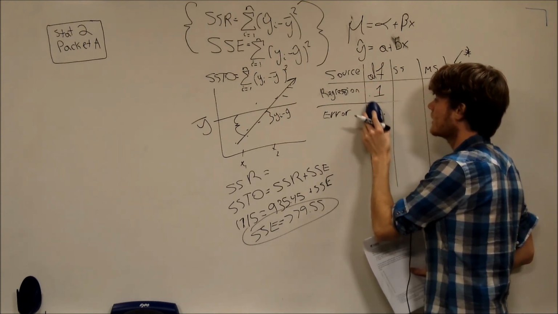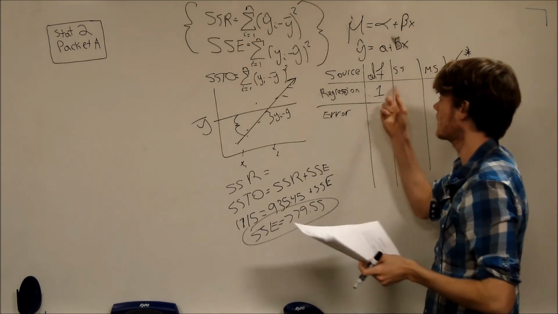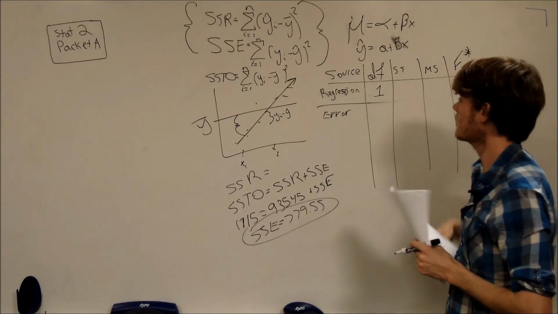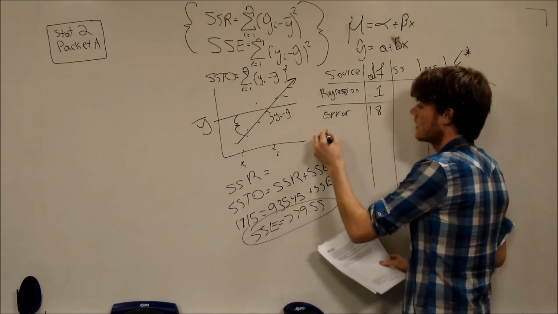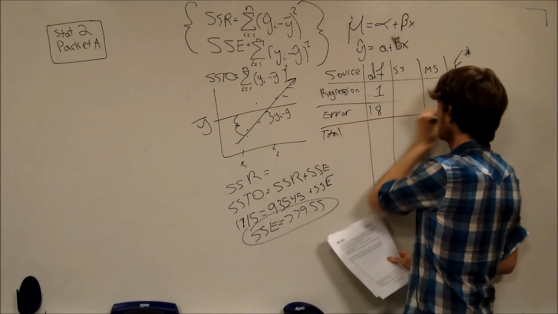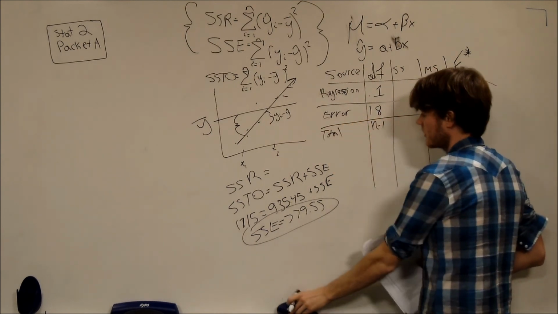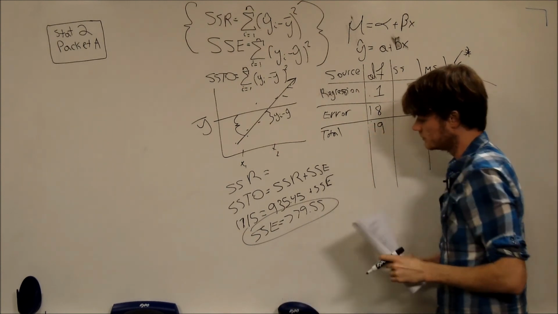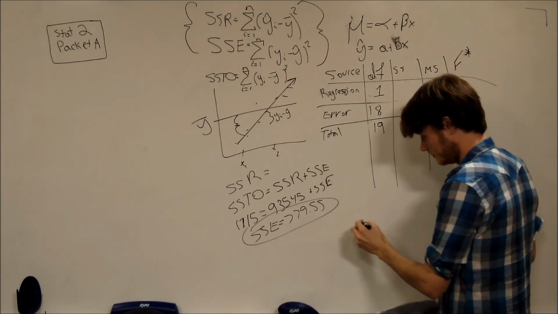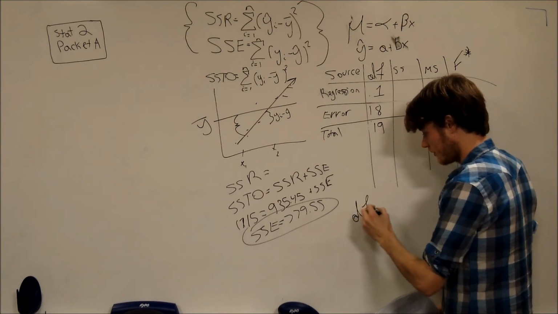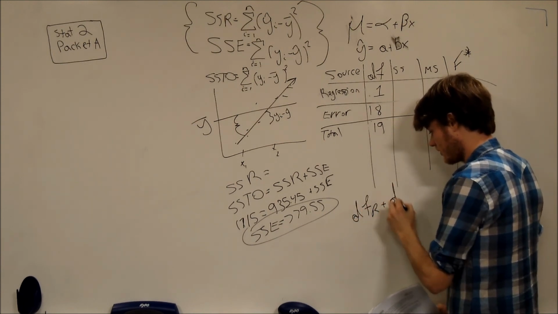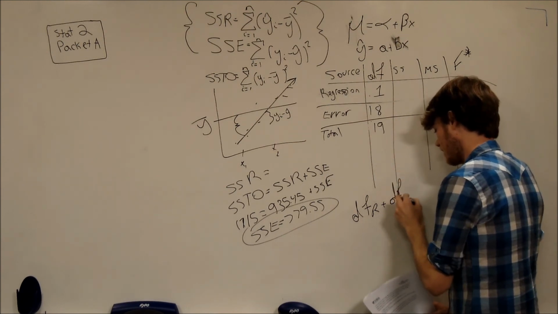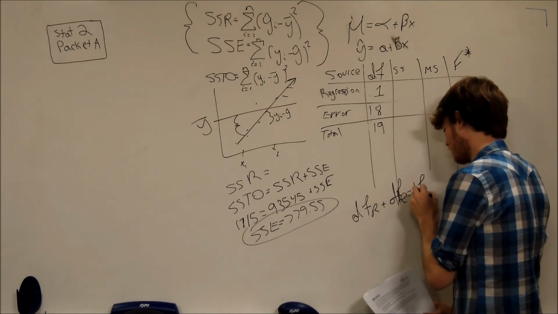Okay? And n minus p in this particular instance, the number of observations, which is 20, minus the number of predictors, which is 2, is 18. Total is n minus 1, which in this particular instance is 19. You'll notice another equality. This is always true: dfR plus dfE equals df total.